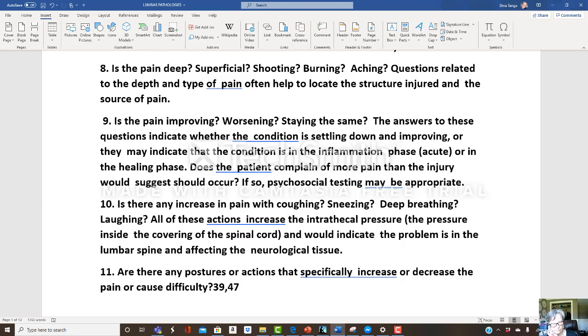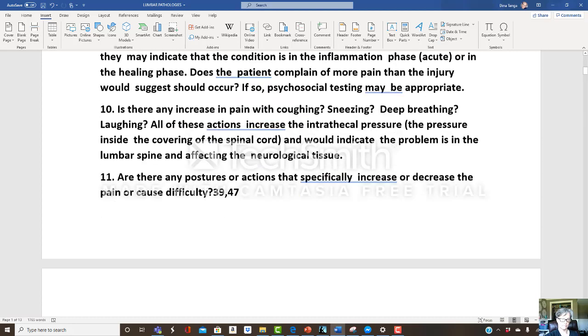10. Is there any increase in pain with coughing, sneezing, deep breathing, laughing? All of these actions increase the intrathecal pressure, the pressure inside the covering of the spinal cord, and would indicate the problem is in the lumbar spine and affecting the neurological tissue. 11. Are there any postures or actions that specifically increase or decrease the pain or cause difficulty?